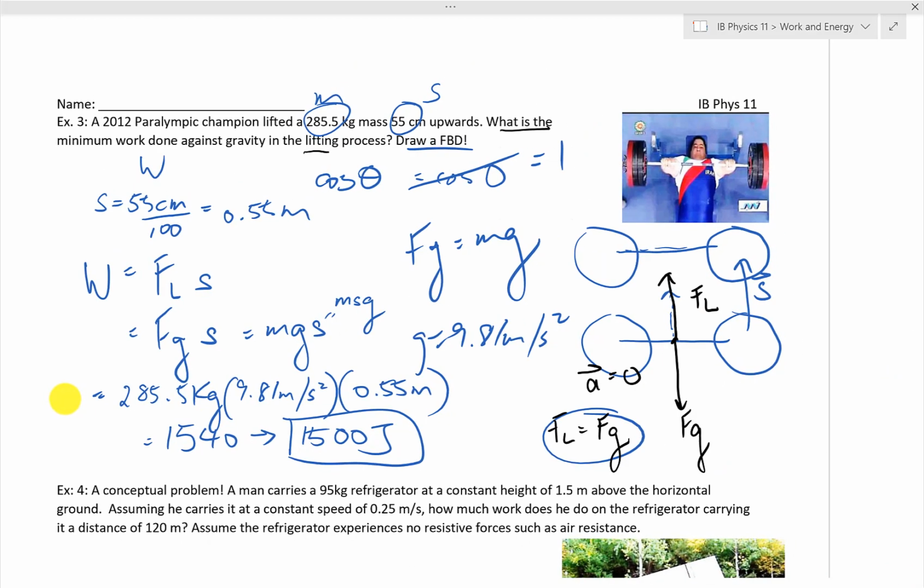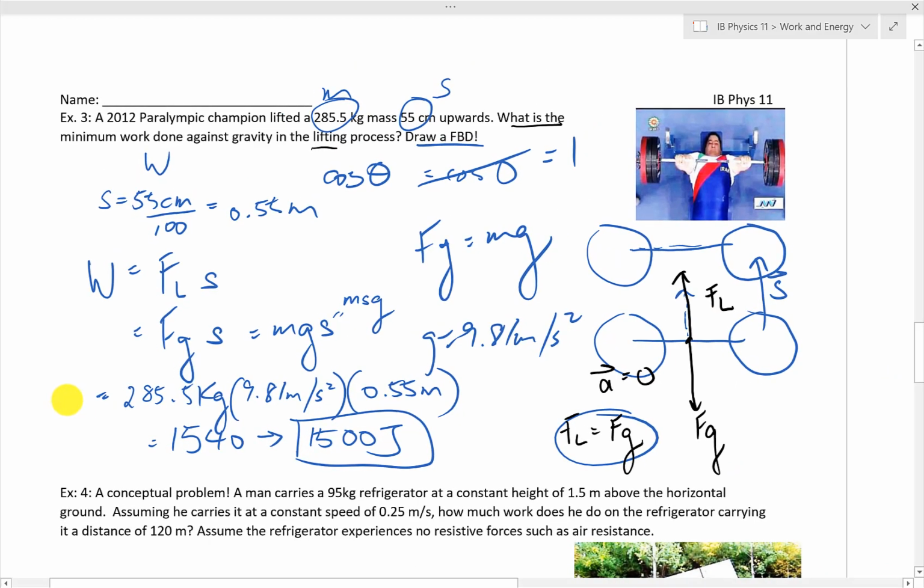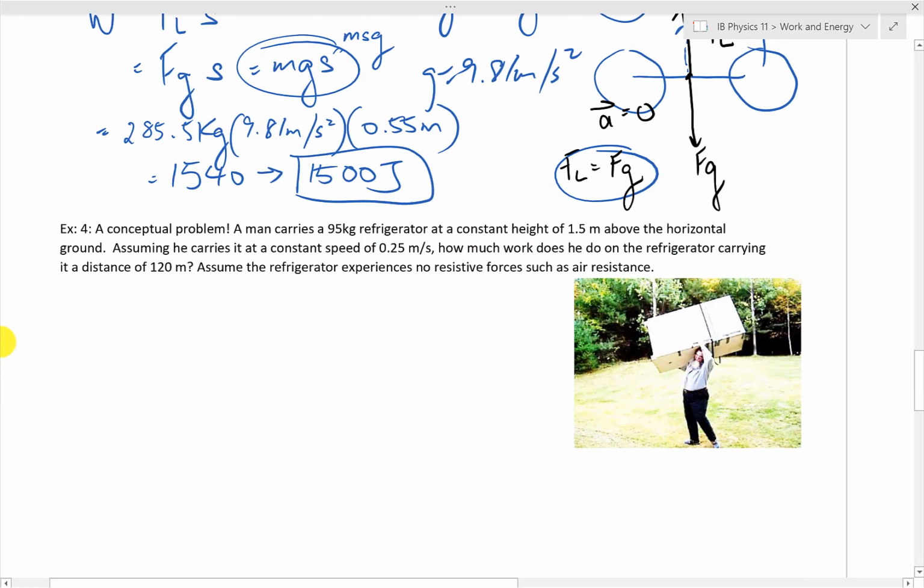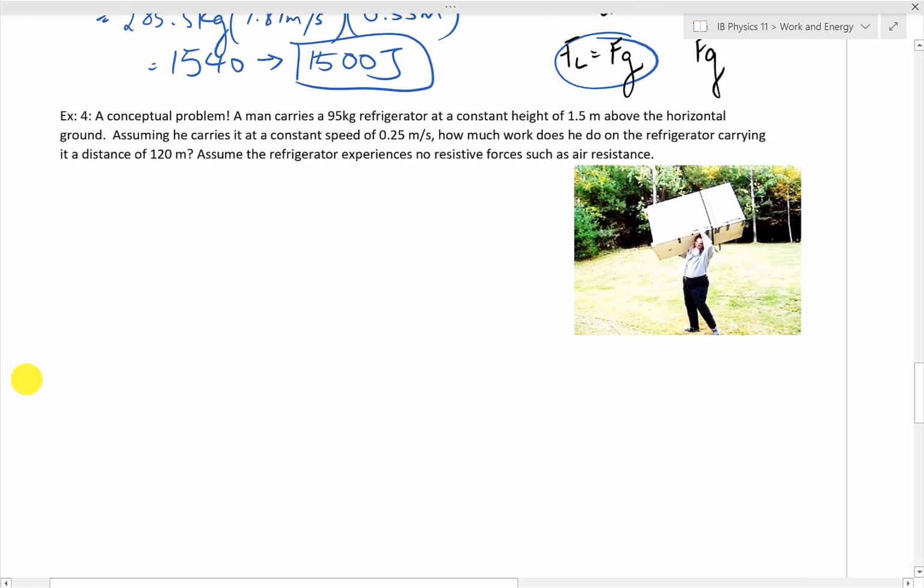There are 2 reasons why I wanted to do this problem. Number 1, the direction of the force is not sideways, it's now up and down, which allows us to see how the force of gravity plays into this. In fact, you're going to see something very similar to mgs later in another lesson when we talk about potential energy. More on that later, so keep this one in mind. Next up, we have example 4.